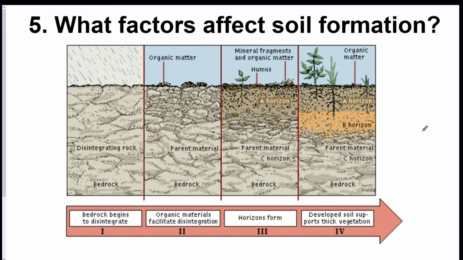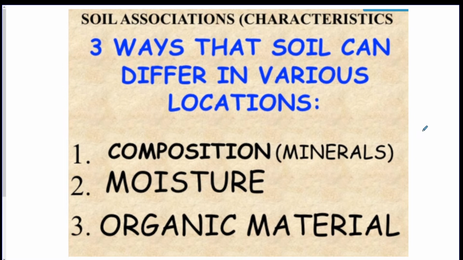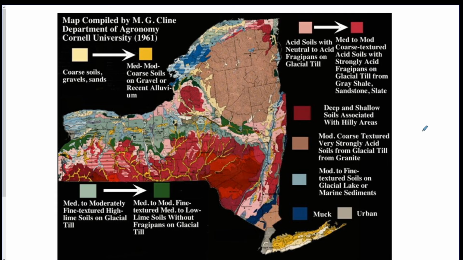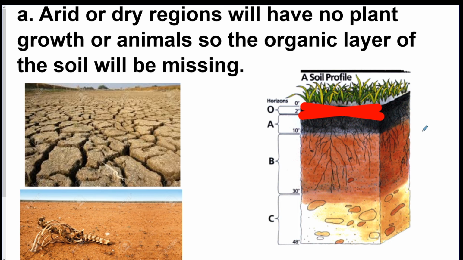All right, so what factors make soil different in different areas? Well, 3 things. The soil is going to be composed of different minerals, so its composition. The moisture content, how much water is in the area, is going to give you different soil. And the amount of organic material is going to give you different soil. You might have seen, this is a map of all different types of soils in New York. Some soils dry, some soils really dark, some is sandy, so it depends where you are.